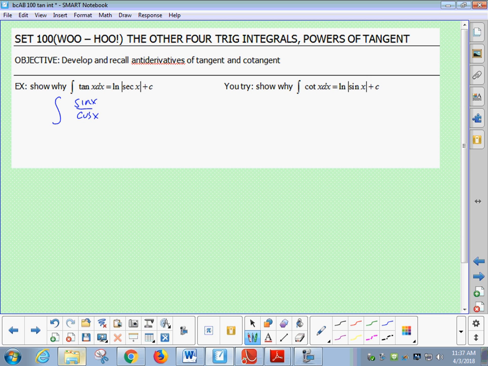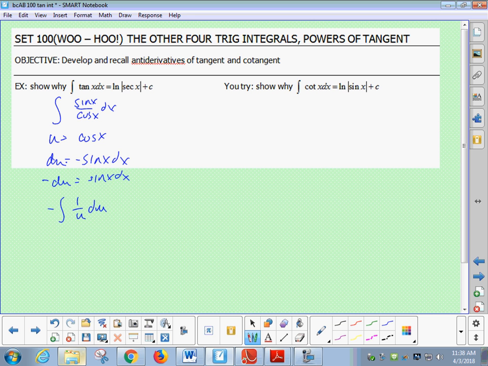Do you agree that tangent is sine over cosine? Yes. And by u-sub, u is cosine, and therefore du is negative sine. Now that negative is a problem. If we move that negative over to isolate what we actually have for the u-sub, then our integral becomes negative 1 over u du.